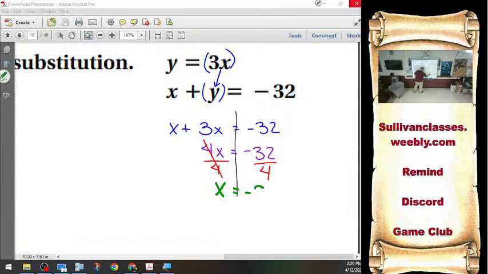Getting x is negative 8. Now the catch to this is that we're pretty well trained by now. When you hit x equals negative 8, you're like, mic drop, I'm done.